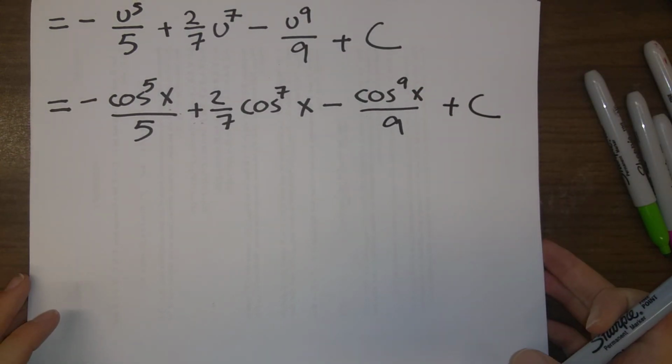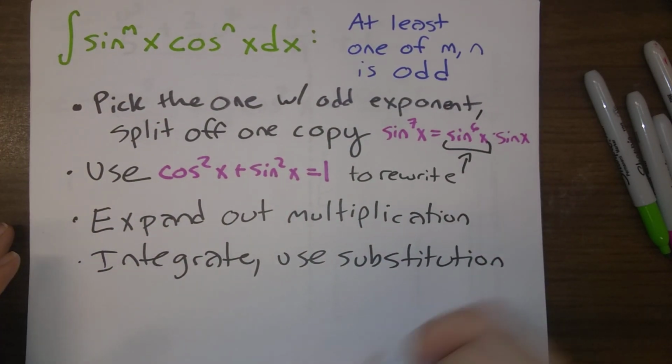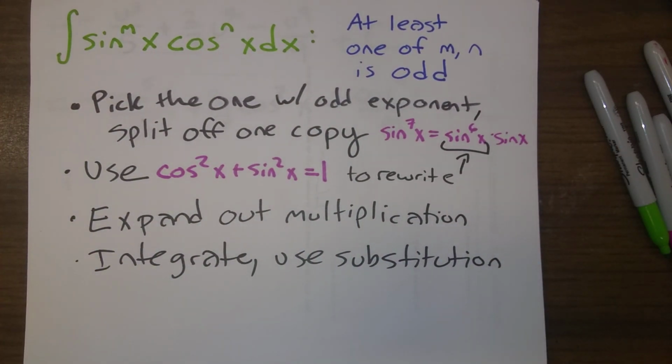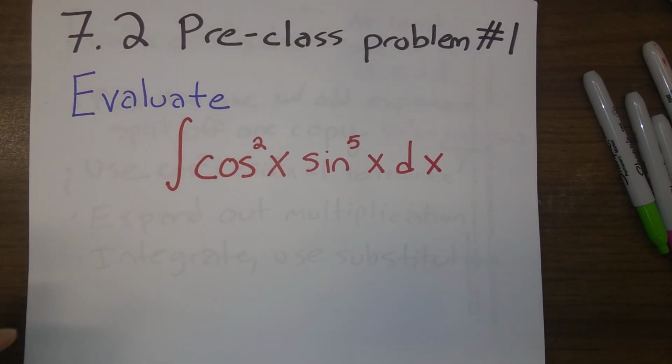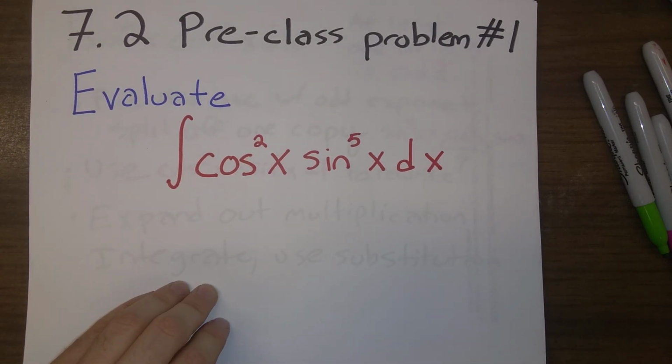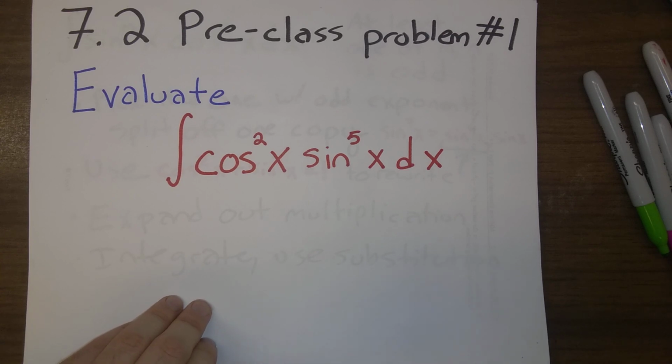Okay, so this is a very typical procedure. This will work whenever we're in the case of sine x to the m, cosine x to the n, where at least one of those exponents is odd. I think this is a good place for our first pre-class problem. I want you to evaluate this integral here, the integral of cosine squared x times sine x to the 5th. You should be able to do this using similar techniques.